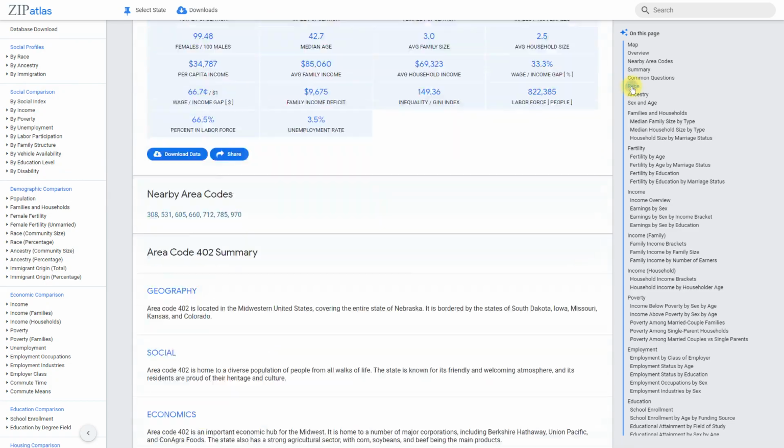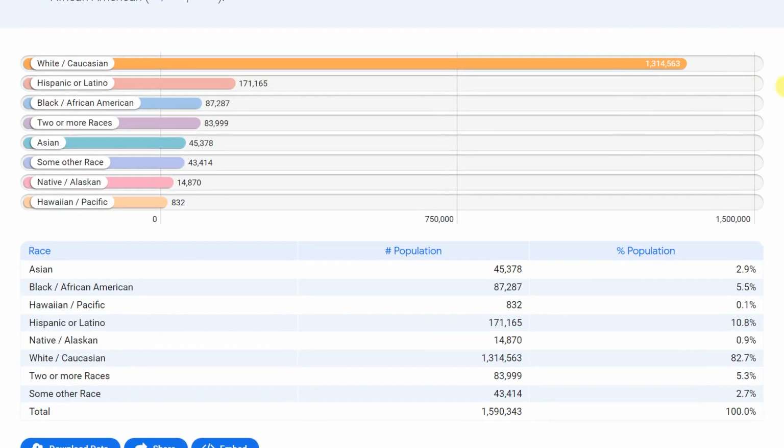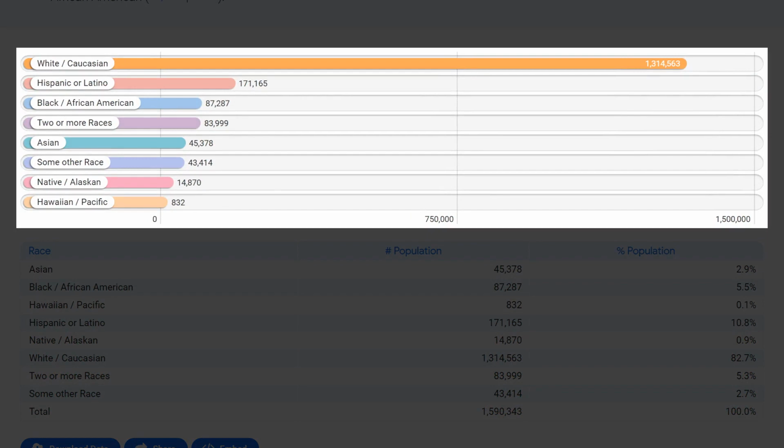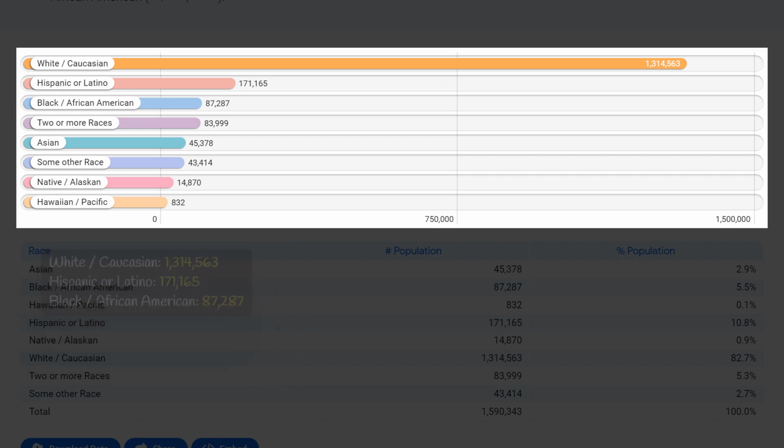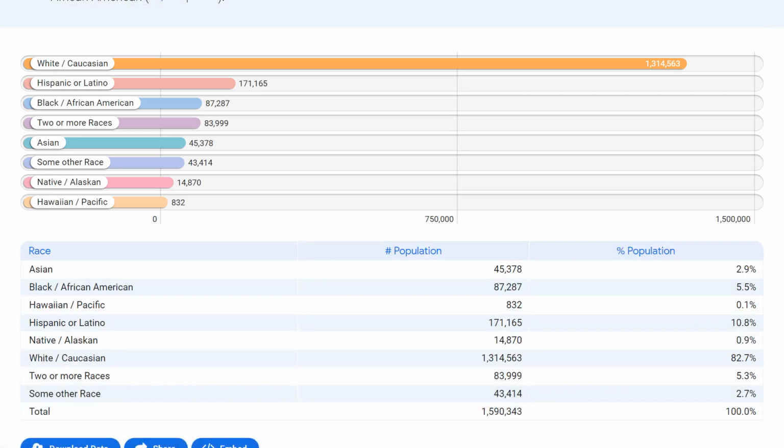Area code 402 in Nebraska has a predominantly white Caucasian racial composition, with 1.3 million people identifying as such. However, there is also a significant Hispanic or Latino population of 171,000 and a smaller but still significant Black African American population of 87.3 thousand. This indicates a diverse mix of races and ethnicities in this area, contributing to the vibrant and multicultural community within area code 402.